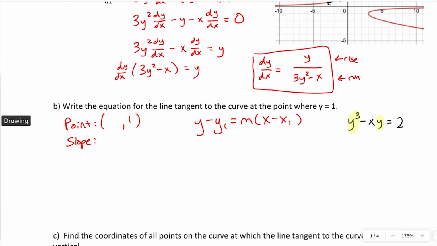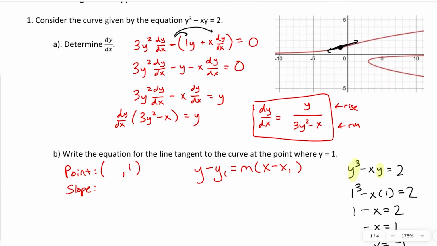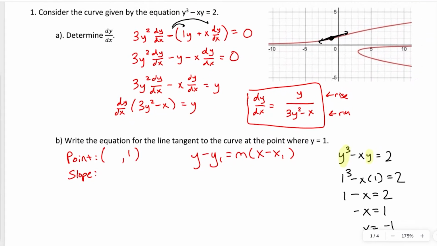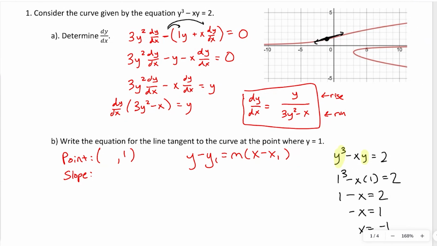So if I plug in 1, I'm going to get 1 minus x is 2. Subtracting 1 from both sides, it's going to give me negative x equals 1. And then we're getting negative 1 here? That's odd. Is this the wrong graph? Uh-oh. Yeah, that's weird. Hold up here. Why? Maybe I typed it in wrong. Let's find out.